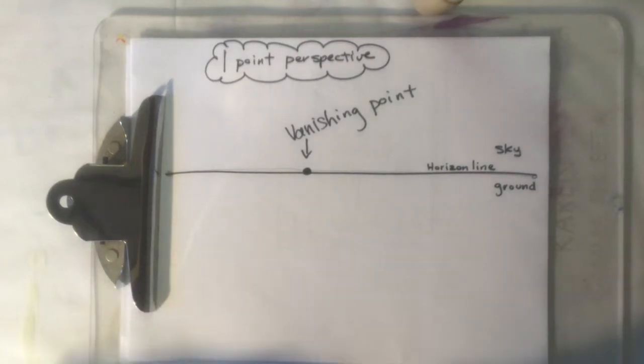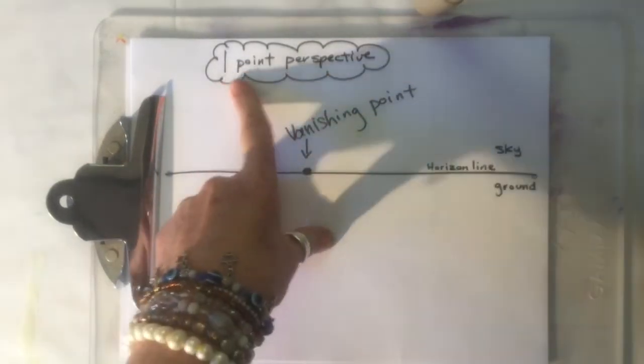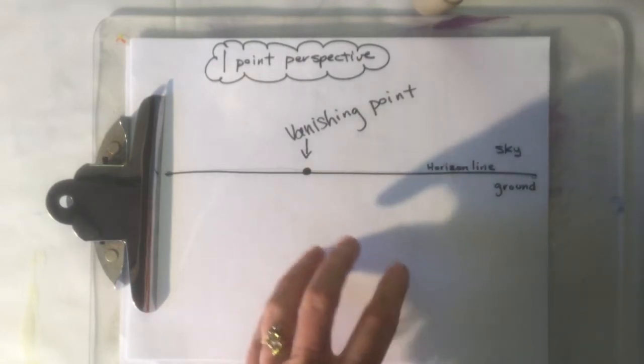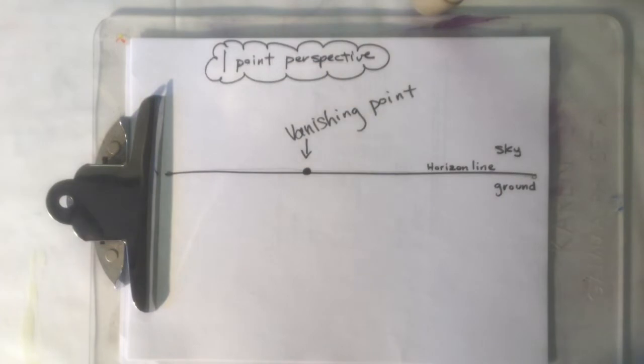All right, today we're going to talk about perspective. First, we're going to start with 1-point perspective. Perspective is something that artists use to make things look like they're going back in space.